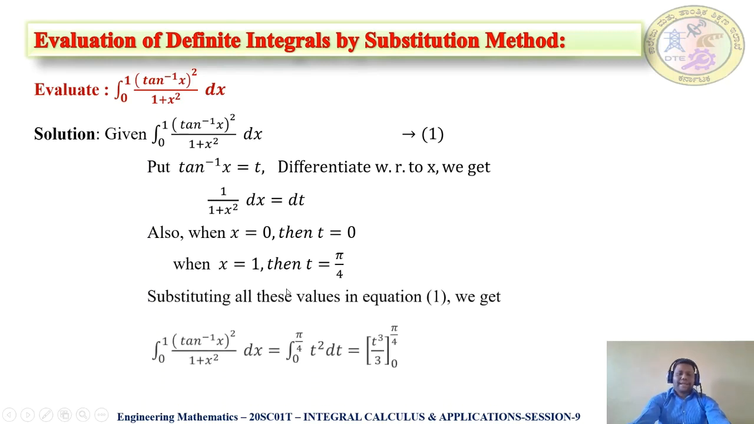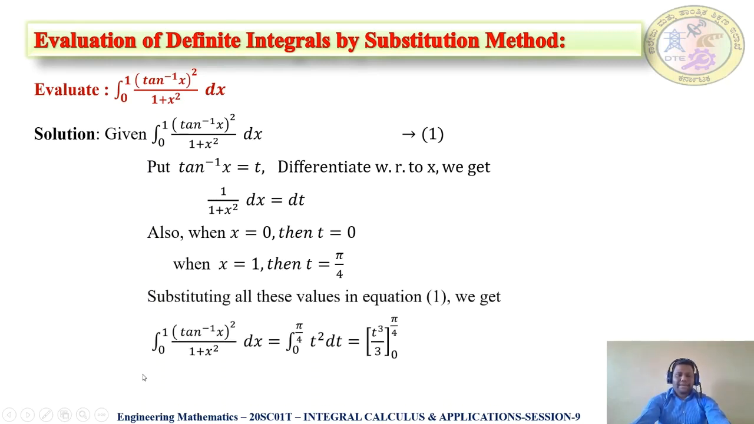Substitute all these values in equation 1. We get the integral from 0 to 1 of (tan inverse of x) whole square by 1 plus x square dx is equal to, in place of 0, put 0, and in place of 1, put pi by 4. Then tan inverse of x is t, so it becomes t square. And 1 divided by 1 plus x square dx is dt, so we get dt here. So this equation is transformed as the integral from 0 to pi by 4 of t square dt.